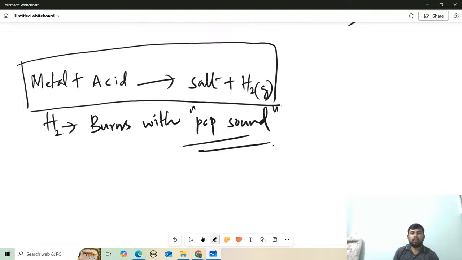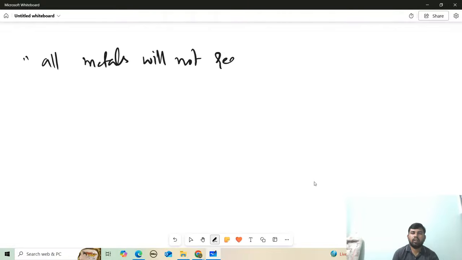Now metal plus base. They give an example here. Remember, generally all metals do not react with bases, because there is no such condition to react. Only a few do, for example zinc and aluminum.